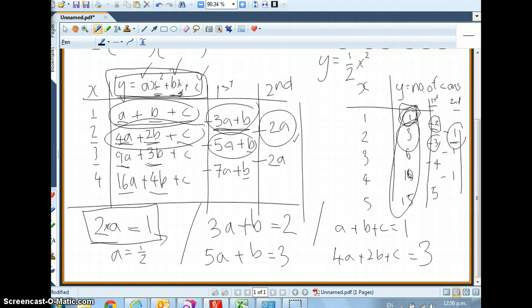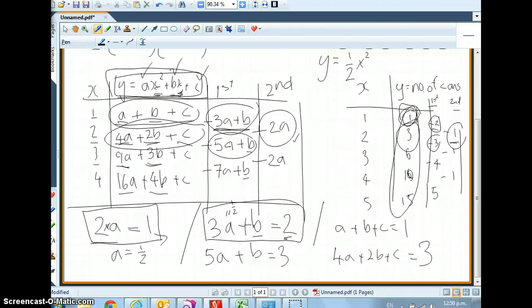1, 3, 6, 10, 15. Half x squared. The second part comes from solving this problem. 3a plus b equals 2. I know what a is. It's a half. So half can go into here. What's 3 times a half? 1.5. What's 1.5 plus the number gives 2? What's b? Half. 0.5.